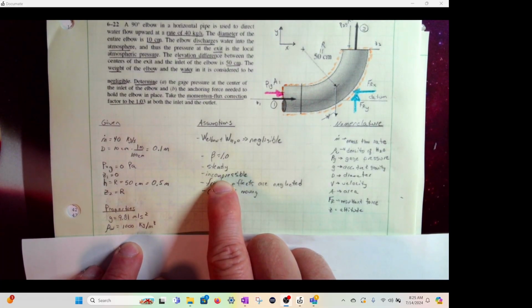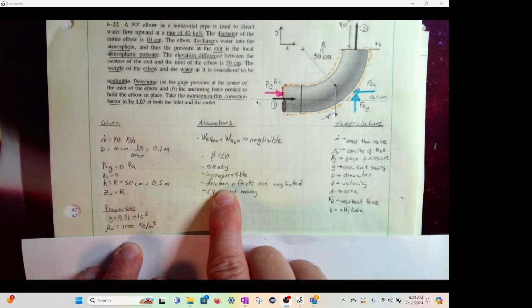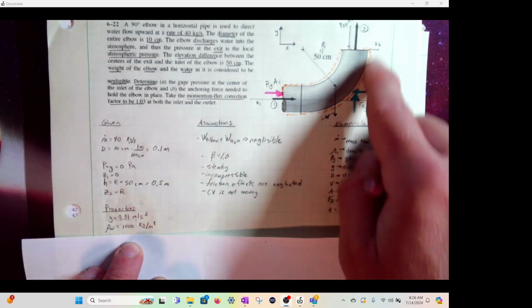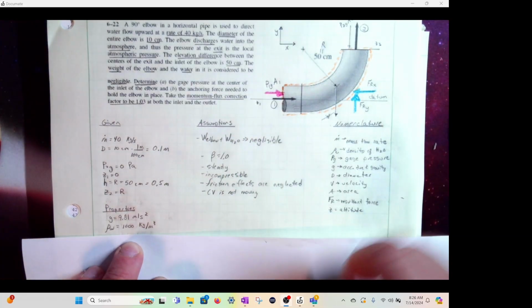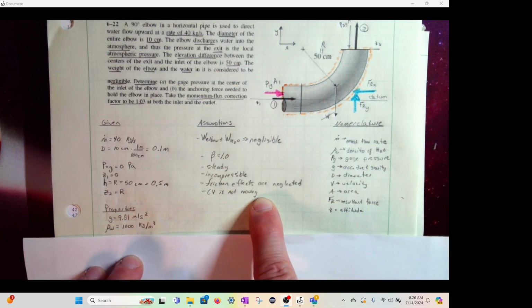The water is incompressible, meaning we can't change its density. We're neglecting any frictional forces. And this elbow, this control volume, is not moving around in space. It's stationary, so its acceleration is 0. Okay, we're going to need to know that.